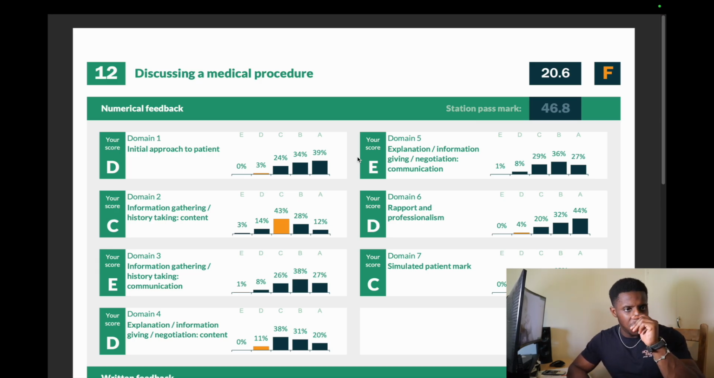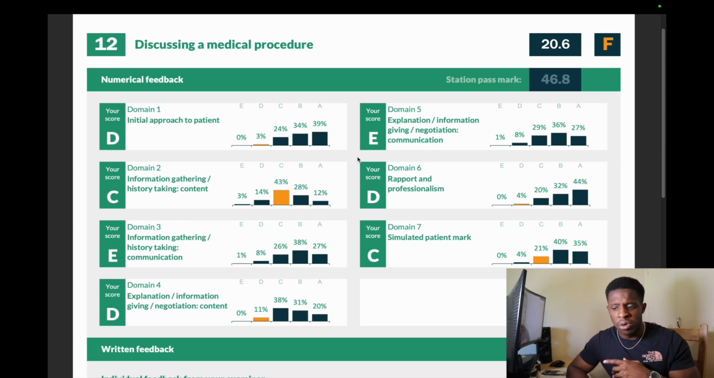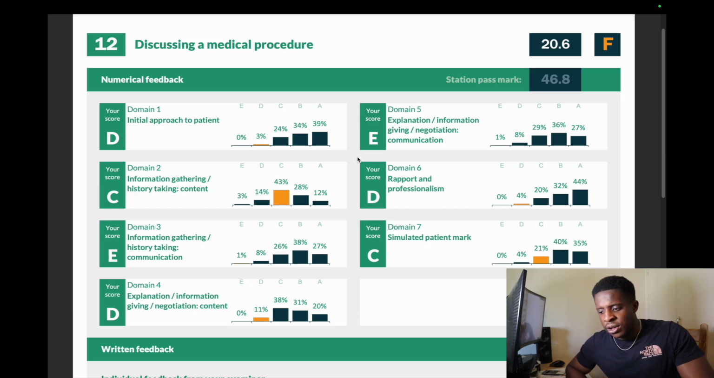Of course, there were still two stations that I failed, but my lowest score there was 49, whereas over here it's 20. So you can obviously see that there's been a massive improvement. And I think the main improvement that I had, of course, knowledge is essential, but there were people that passed the OSCE that failed the UKMLA, the written multiple choice exam. So you don't even need as much knowledge as you think to pass these exams.